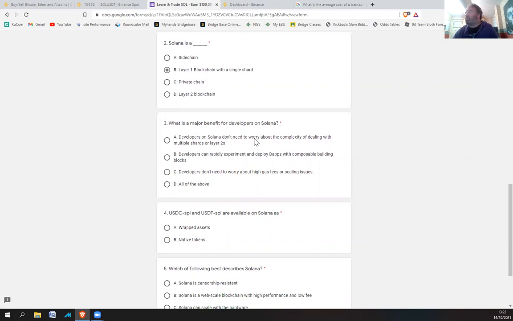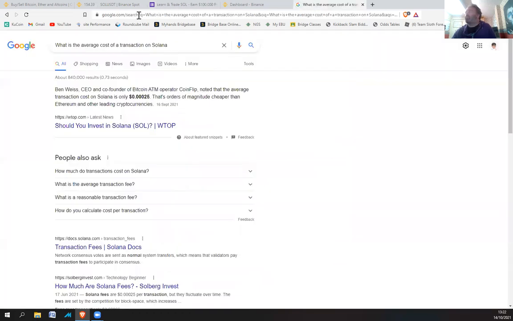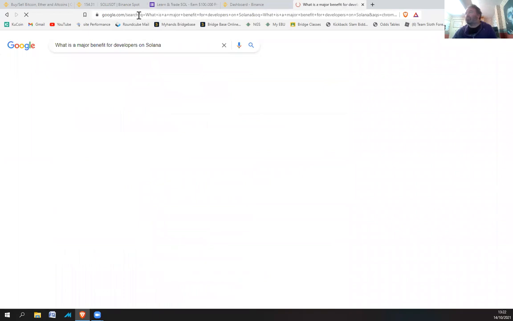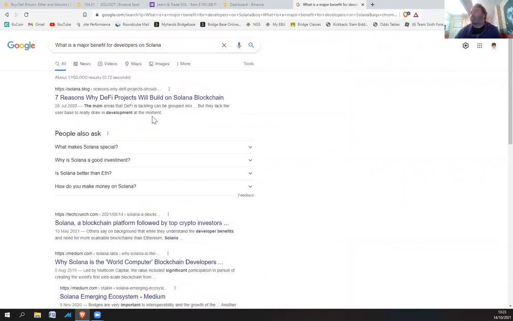Developers on Solana don't need to worry about the complexity of dealing with multiple shards or layer 2s. Well, I guess it's a layer 1, so they don't need to. Maybe they don't need. Developers can rapidly experiment and deploy. Oh God, I'm just gonna have to look this up. Let's look it up. The main areas that DeFi, 7 reasons why DeFi. What was sound about that? Why else need more scale blockchain? Why more computer blockchain?